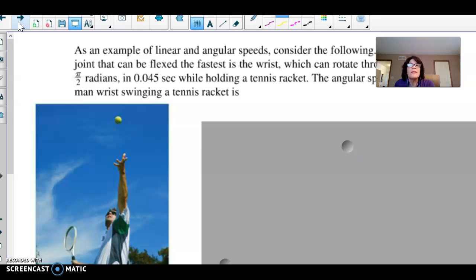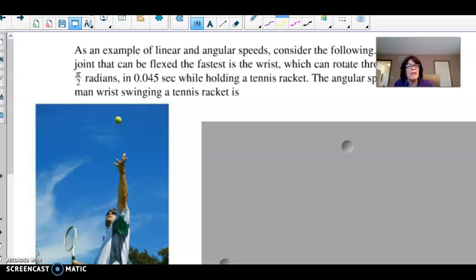So here we go. Here's a linear and angular speed problem. Consider the following. The human joint that can be flexed the fastest is the wrist. It can rotate through 90 degrees, or pi over 2 radians, in 0.045 seconds while holding a tennis racket.